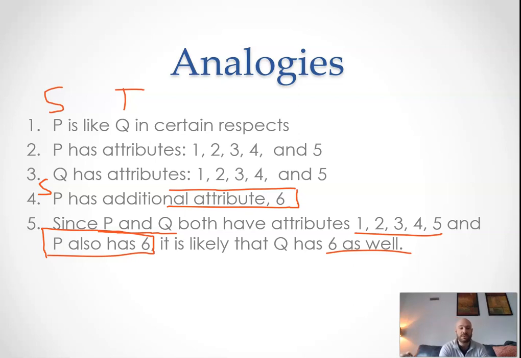Now there's a trick too. You have to understand that the attributes 1 through 5 have to be really relevant to having that other attribute, the attribute 6, the one you're wondering about. What do you want to make a prediction about? That one, number 6. Having these attributes needs to be relevant to having this other one, number 6. And if it's not, then it's a weak analogy.